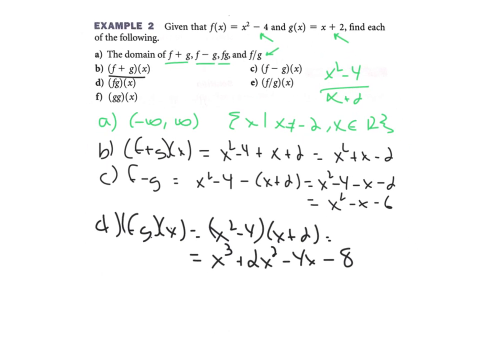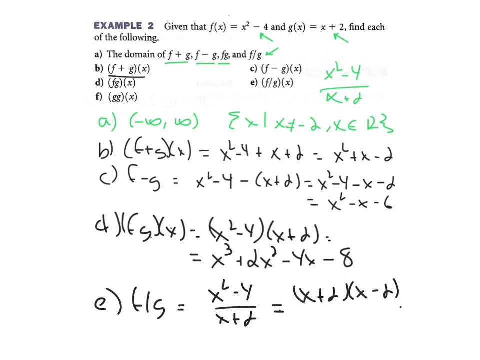Two more. Part E, I know it's a little bit long. Part E, f over g. I'm going to do x squared minus 4 over x plus 2. And I'll be honest, most times you're going to be done right there. But I noticed my numerator has a difference of squares, so I can make that x plus 2, x minus 2. And one reason I did that step was because I noticed that these two would cancel. So it just leaves me x minus 2.